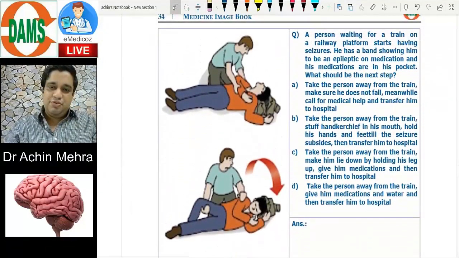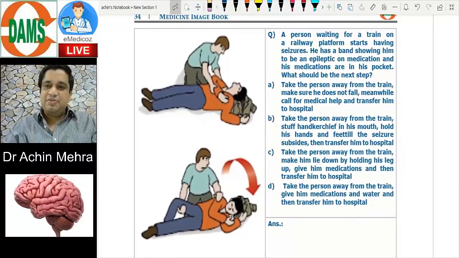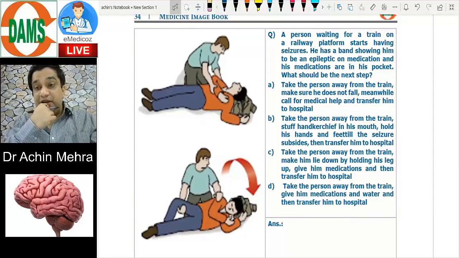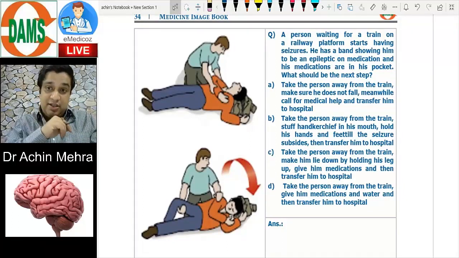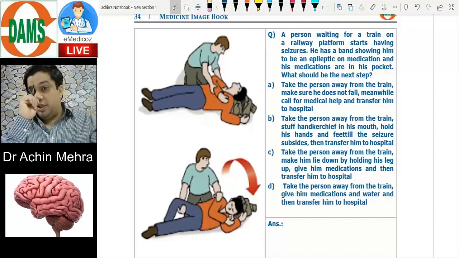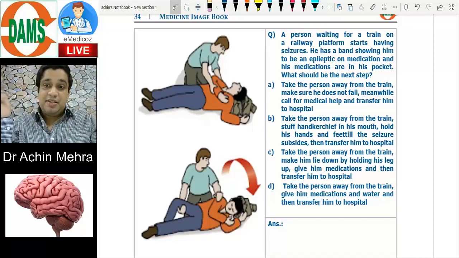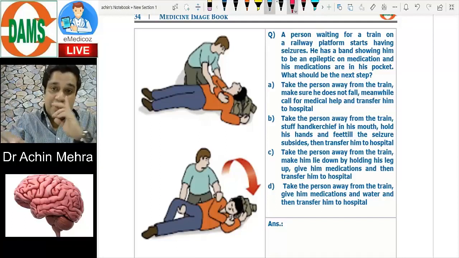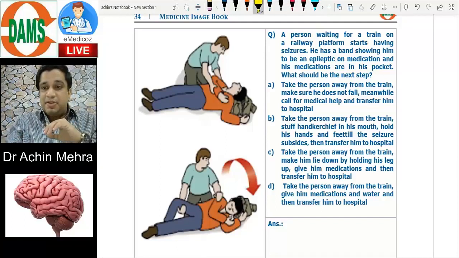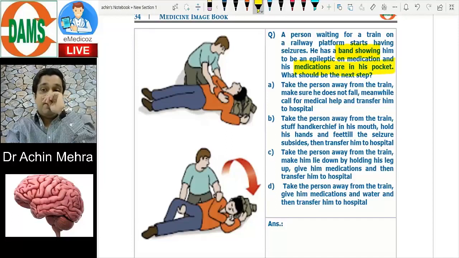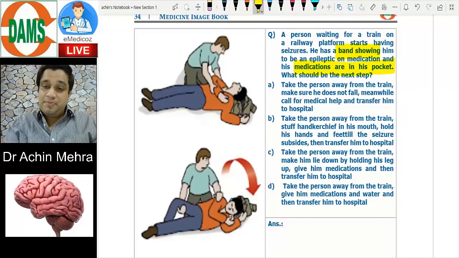Now the next question we have done in the class: a person waiting for a train on a railway platform starts having a seizure. He has a band showing him to be an epileptic on medication and his medication is in his pocket. Okay, so he is carrying a proof that he is an epileptic because he is wearing a band which shows that, right? And the good thing is that he is having medication in his pockets also. Now what is the next step that you can do for the patient?